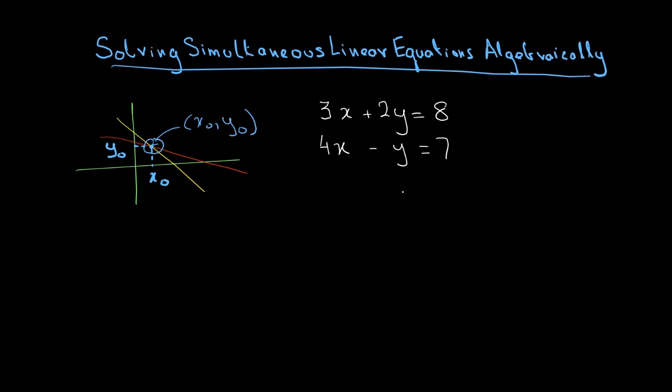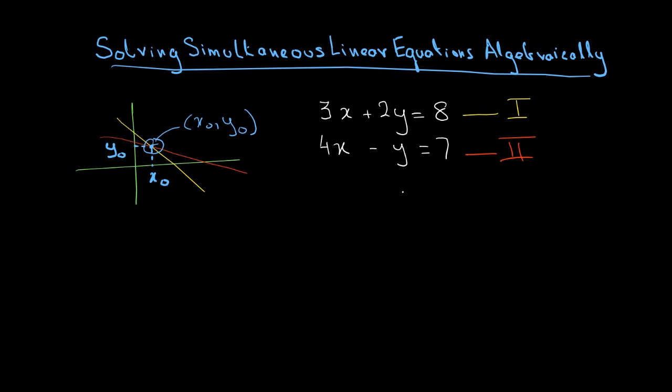I haven't drawn it to scale, but this could represent maybe the yellow line, and this could represent maybe the red line, right? So we're looking for a point that simultaneously satisfies both equation 1 and equation 2. That's why it lies at the point of intersection. That's what we did when we did things graphically. So now let's look for that point that simultaneously satisfies both equations. Let's call that point x naught, y naught.